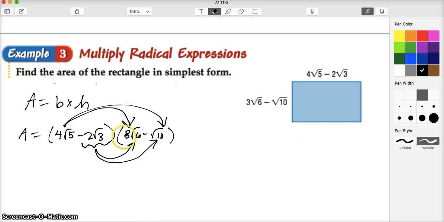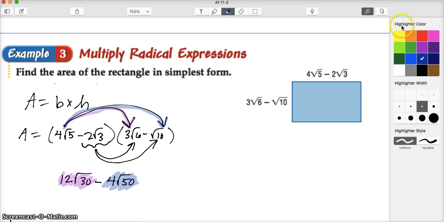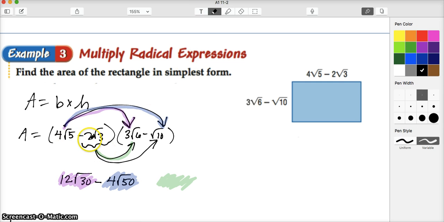So 4 root 5 times 3 root 6 is going to be 12, 4 times 3, root 30. 12 root 30. Then 4 root 5 times negative root 10 is going to be a minus 4 root 50. Okay? So I'm going to color code this so it makes a little bit of sense. And so the next one that I'll do is I'll multiply this negative 2 root 3 times this 3 root 6. When I do that, I get negative 6 times the square root of 18.